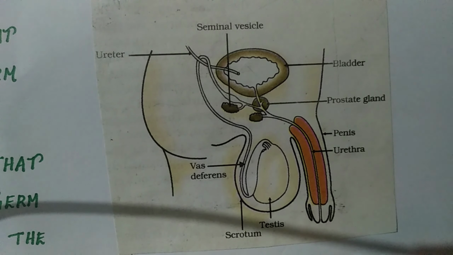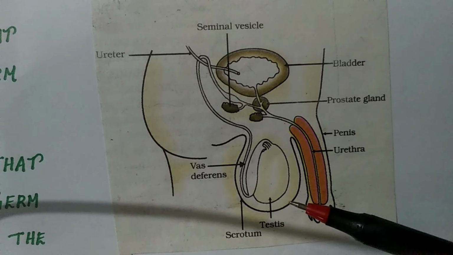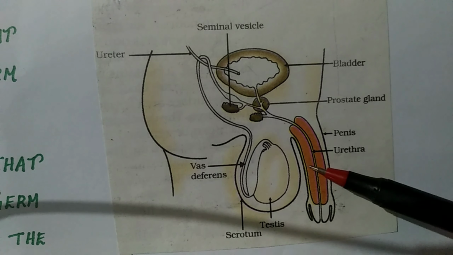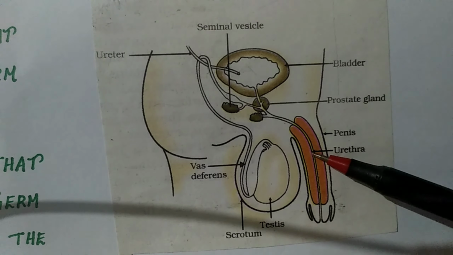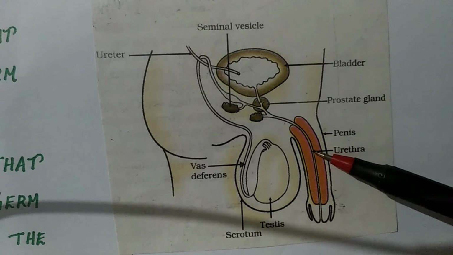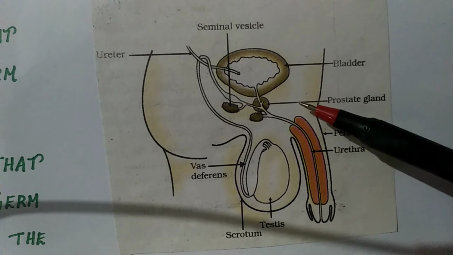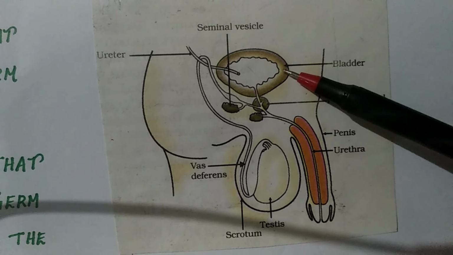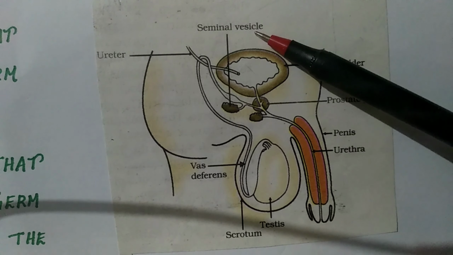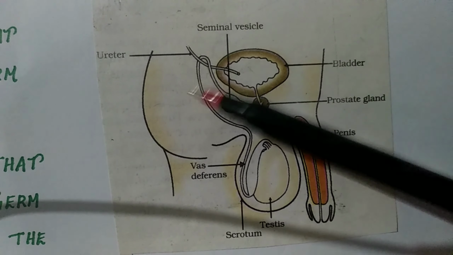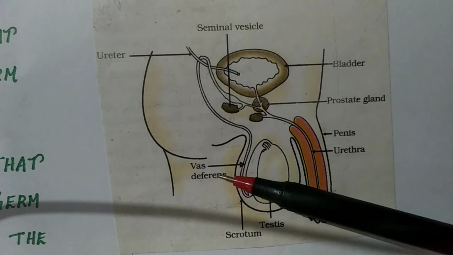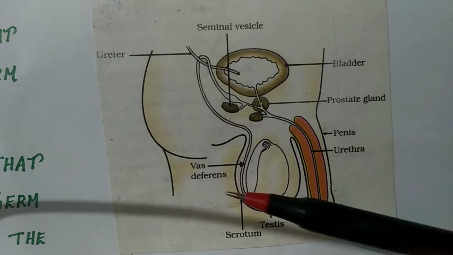Starting from the testis, here you can see the structure of the testis. It is covered by a skin layer called the scrotum. Then this is the penis. Then this is the urethra, which is a common passage for sperm as well as urine. This is a gland called the prostate gland. This is the urinary bladder. And here you can see a vesicle that is called a seminal vesicle. And this is the ureter. And this portion is called the vas deferens. So these are the parts of the male reproductive system.